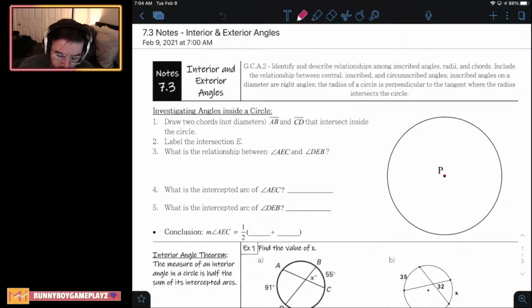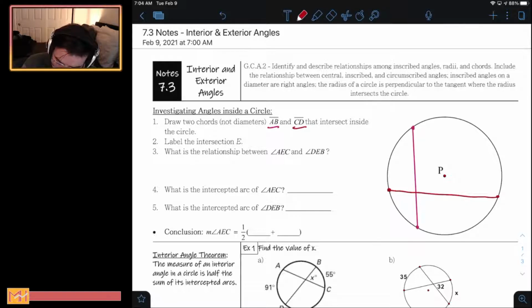So let's create a new type of angle, one that isn't inscribed and one that isn't central. Let's draw two chords, AB and CD, and they're going to intersect. So these two chords are intersecting.